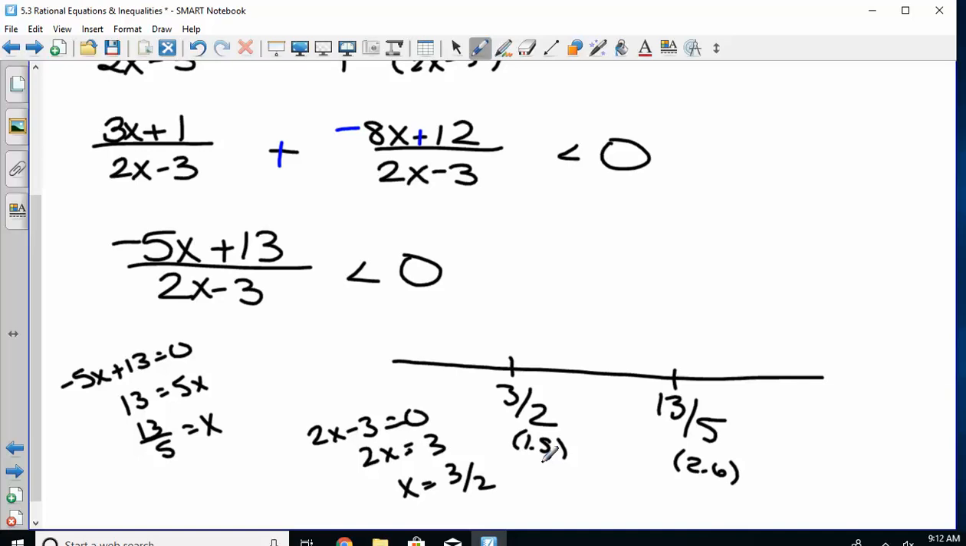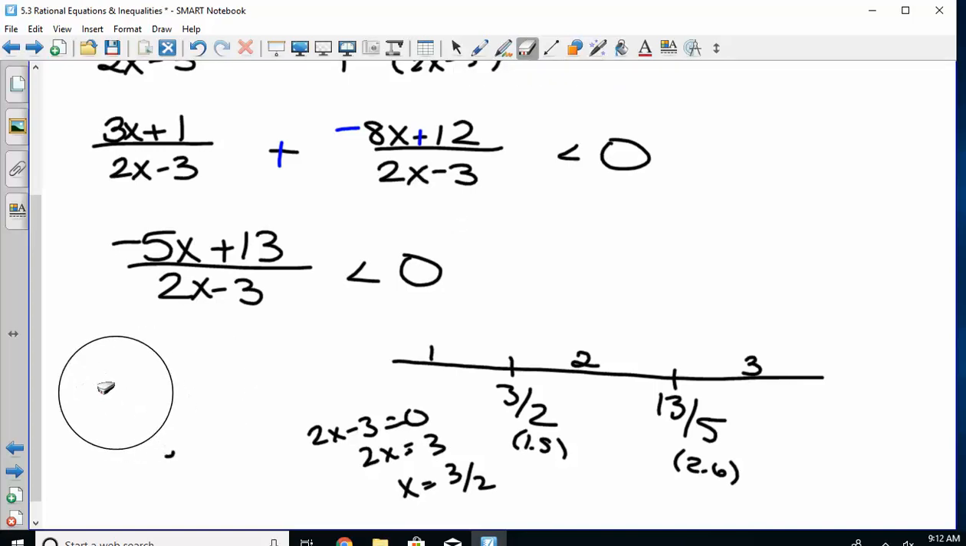Okay. Yes? Would it be negatives? I added my 5x over since it was negative. Do you guys like doing the test points or the calculator? Test points? Okay. Give me something smaller than 3/2 or 1.5. 1. Something in between 1.5 and 2.6. 1.7, or you could even just go with 2 if you prefer. Whatever's easiest. Bigger than 2.6? 3. Okay. We're going to plug those things in.